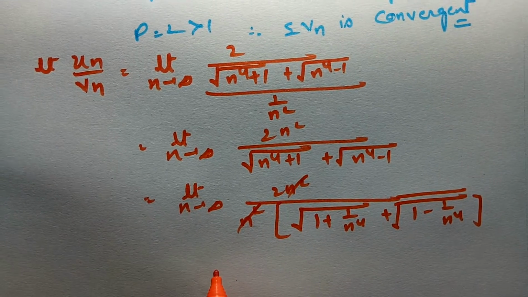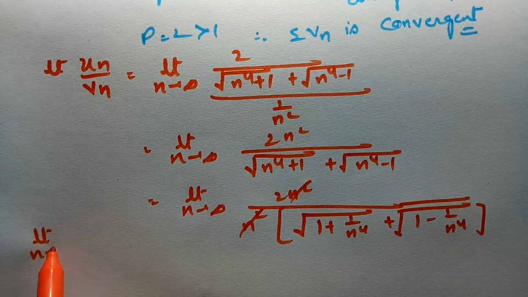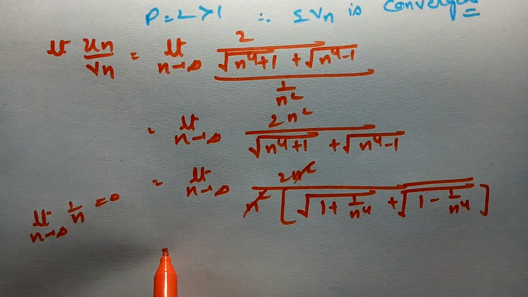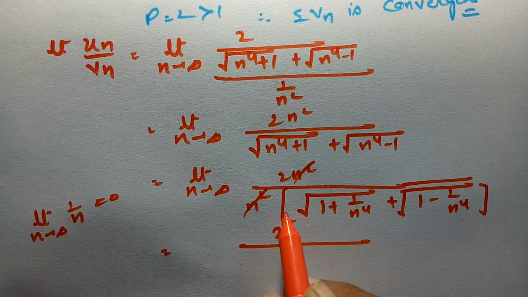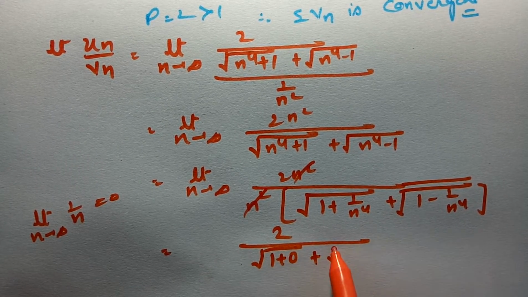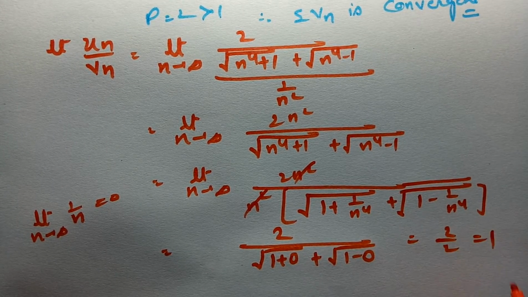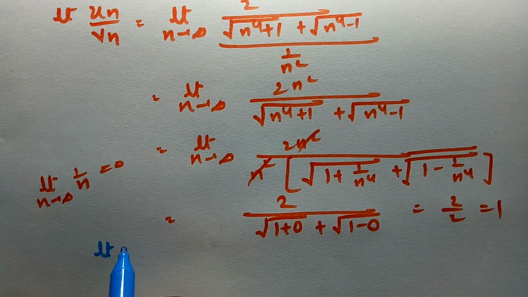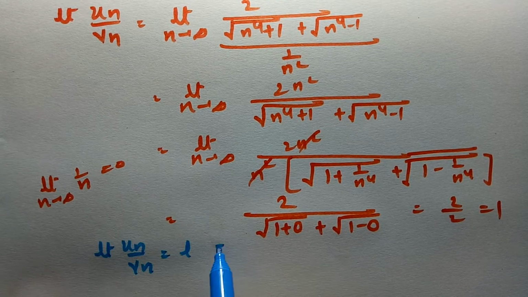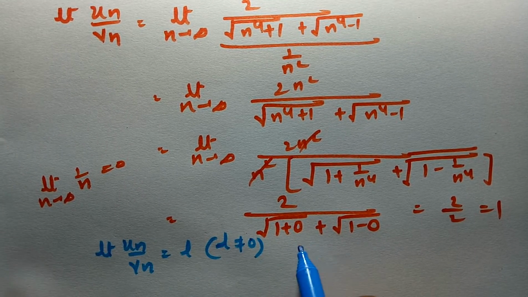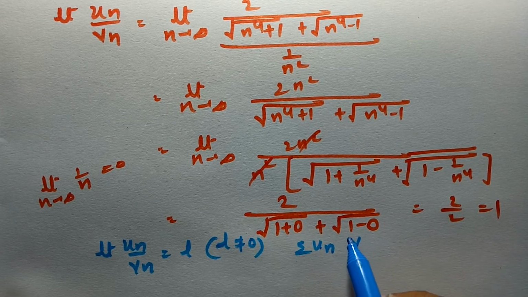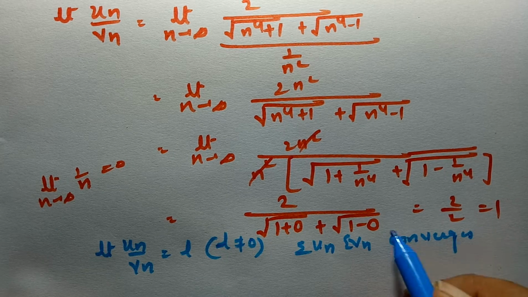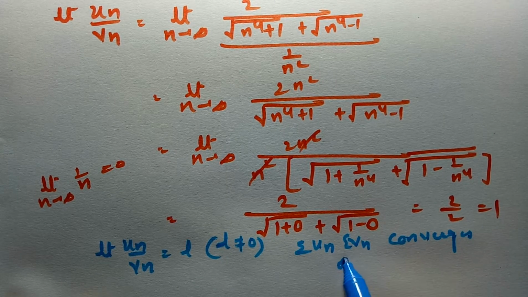So I can cancel this, and as you all know, limit n tends to infinity, 1 by n is always 0. 1 by infinity is always 0. If I apply the limit, then this will be 2 by root over 1 plus 0 plus root over 1 minus 0, which is equal to 2 by 2, which is equal to 1. As you all know, by the comparison test, if un by vn is equal to L and L is not equal to 0, then sigma un and sigma vn both converge or diverge together.